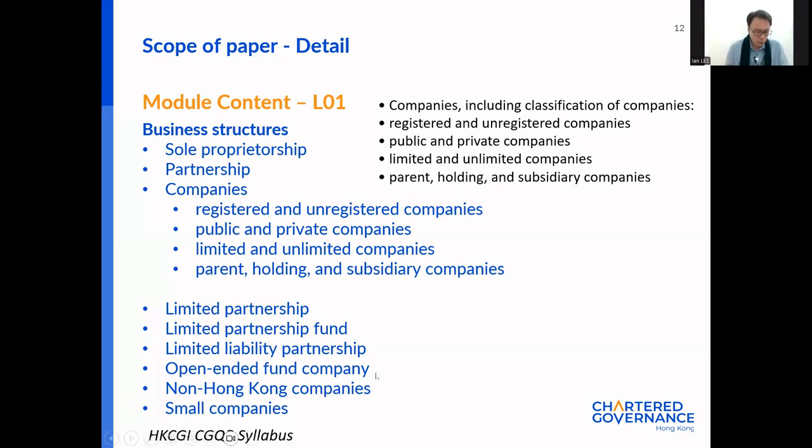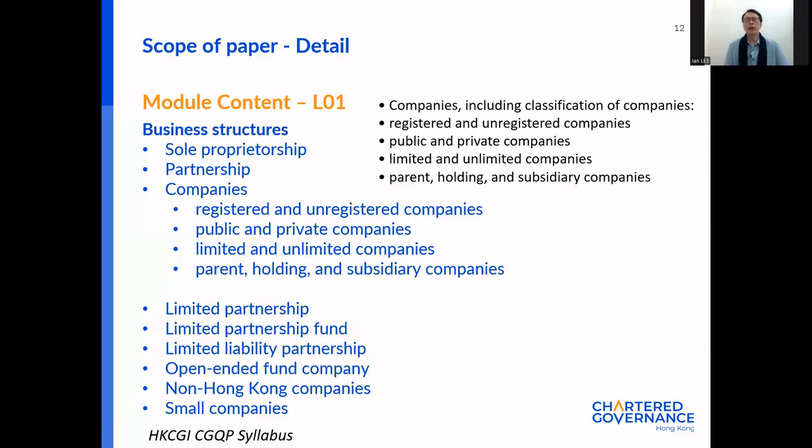Okay, then open-ended fund. So you can see we have many different types of structures now, and it's to try to attract different businesses and funds to come invest in Hong Kong or operate in Hong Kong. So the open-ended fund is the one that is regulated by the SFC. So it's mainly for those investment and securities matters. Then we move on to non-Hong Kong companies.